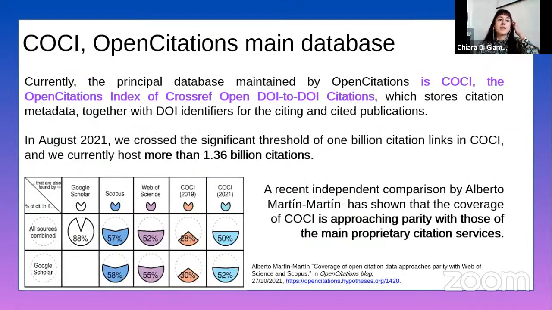In particular, our principal database is COCI, the Open Citation Index of Crossref open DOI-to-DOI citations. In August 2021, we crossed the significant threshold of 1 billion citation links in COCI. And as I said previously, we currently host more than 1.36 billion citations. A recent independent comparison by Alberto Martin has shown that the coverage of COCI is now approaching parity with those of the main proprietary citation services.